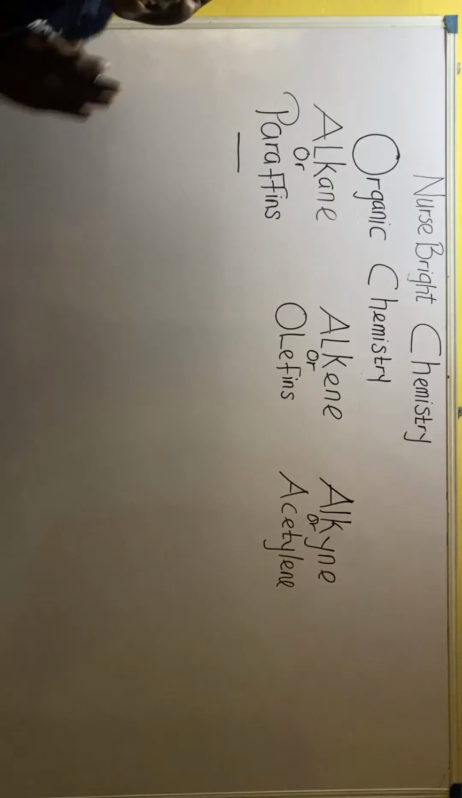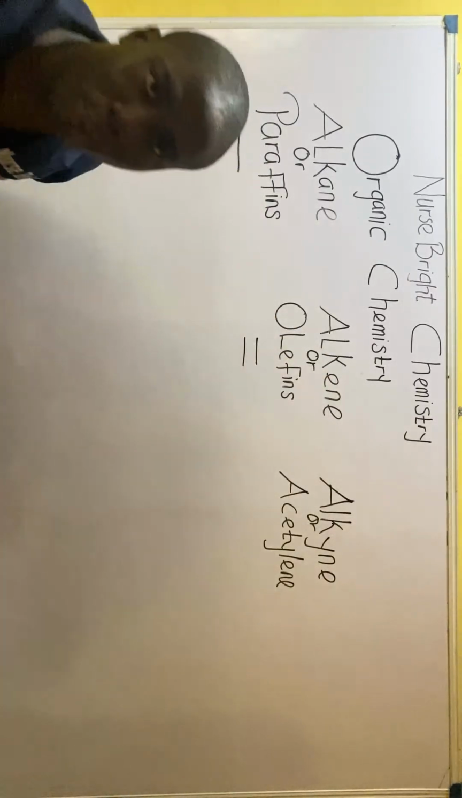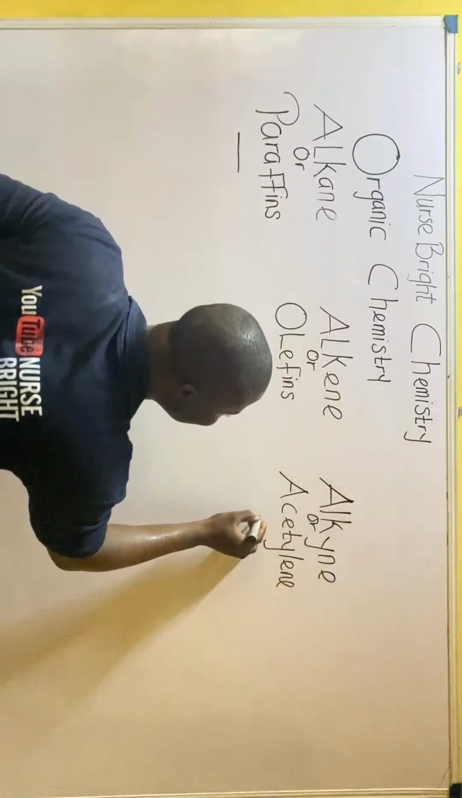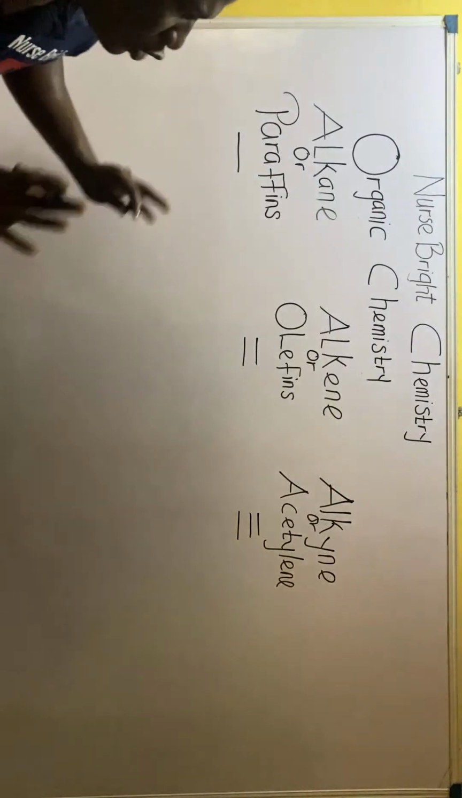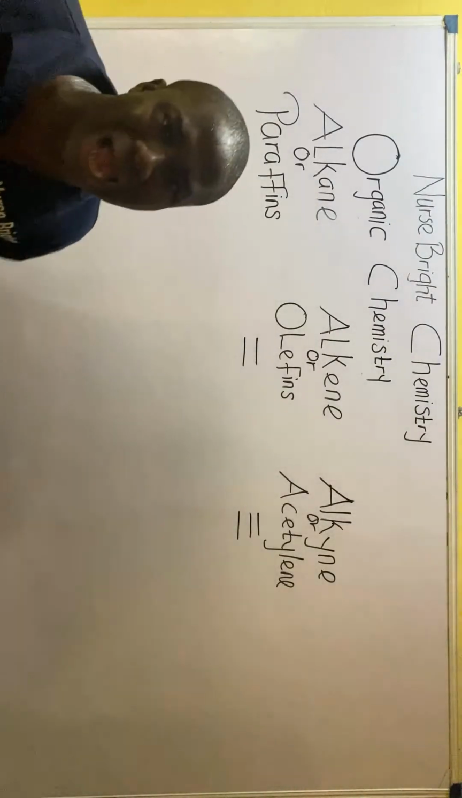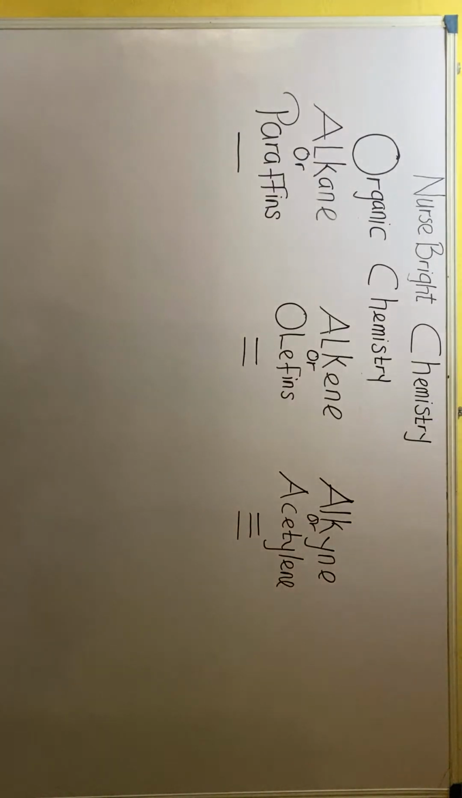Now, note this also about them. Alkanes, they are all single bonded. Alkenes, they are all double bonded. Alkynes, they are all triple bonded. So this is something we should take note of. These things are very, very vital.